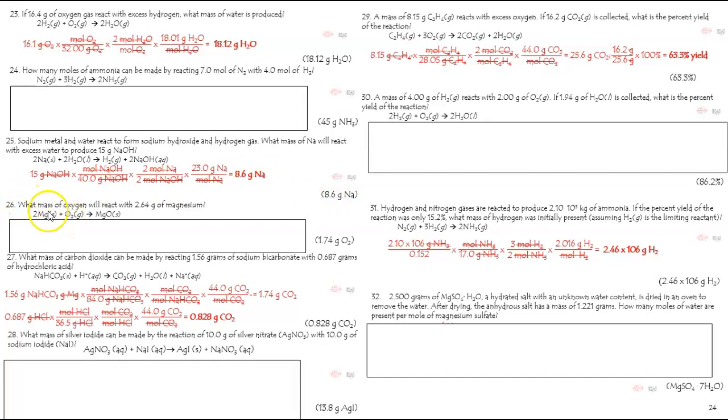For you, what mass of oxygen will react with 2.64 grams of magnesium? Same thing. 3-step gram to gram should be no problem. 27.